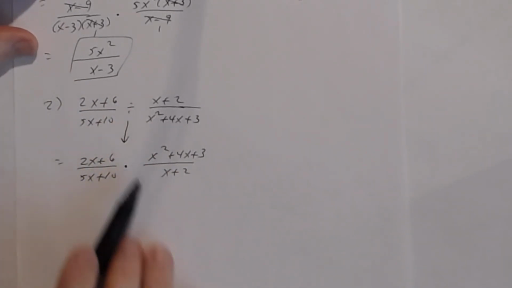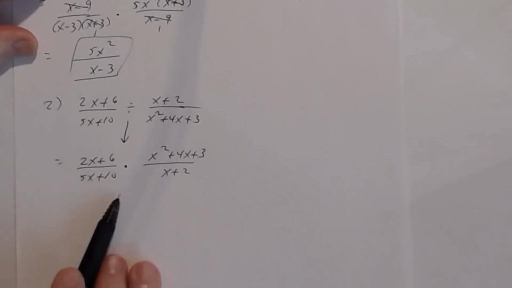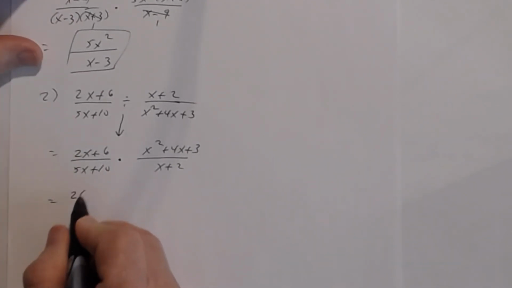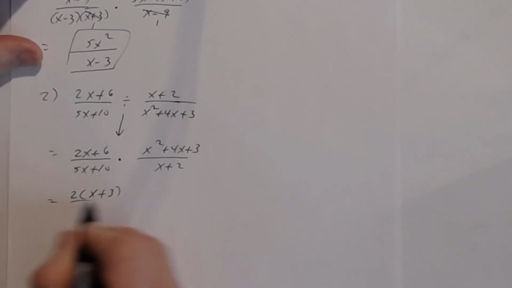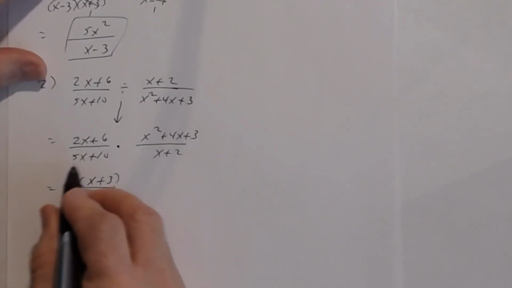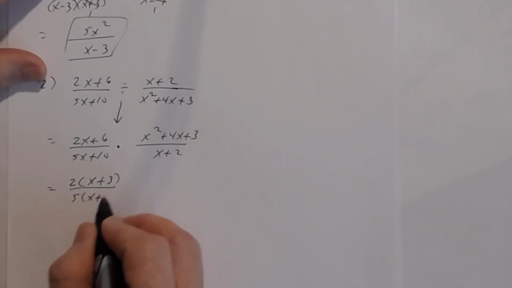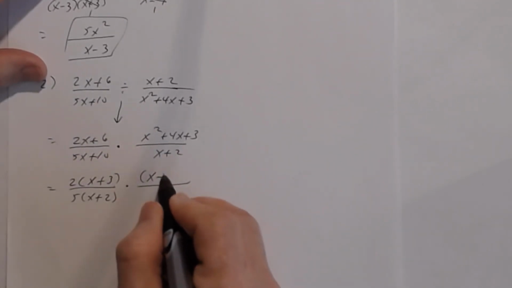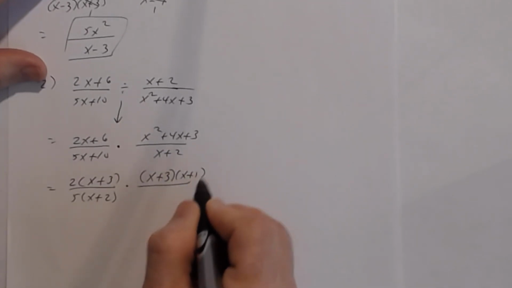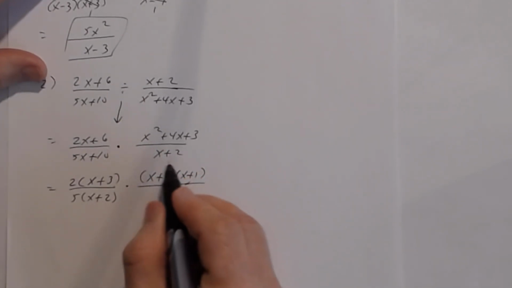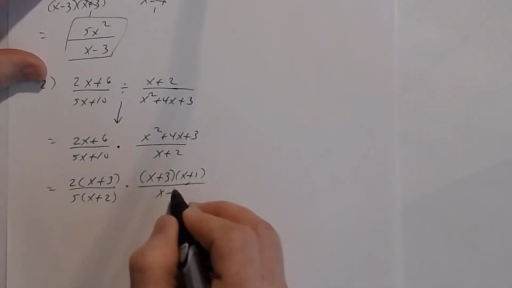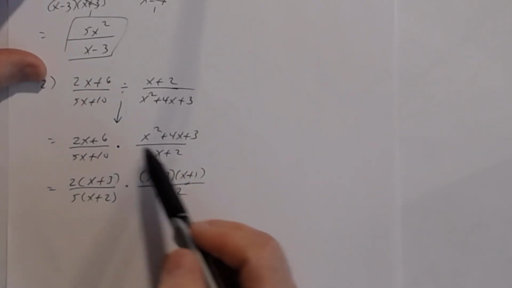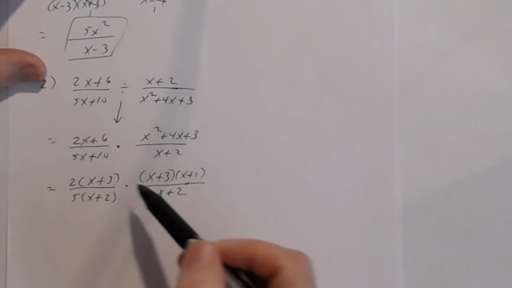And now the rest is what we've been doing. So we factor everything now. So the next step is to factor. So when I factor the numerator here, that's going to be 2 times x plus 3. The denominator, the GCF is 5, so it'll be 5 times x plus 2. Over here, I can factor this as x plus 3 times x plus 1, and then this denominator I cannot factor, so that stays x plus 2. All right, so I change this to multiplication by taking the reciprocal, and then I factor.